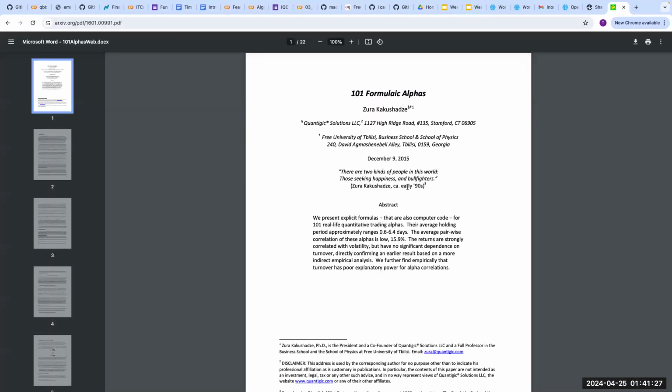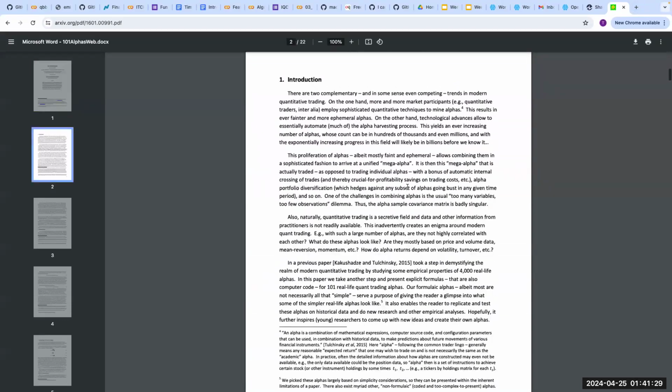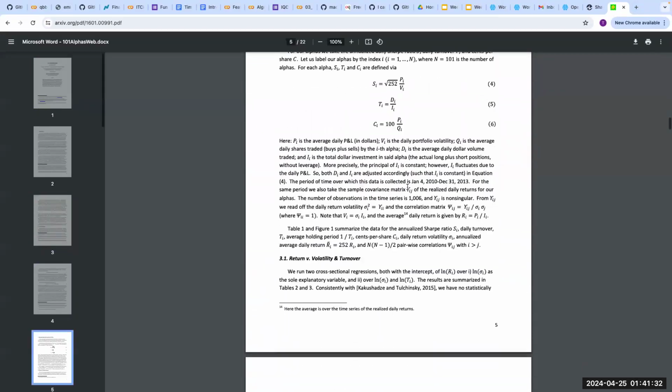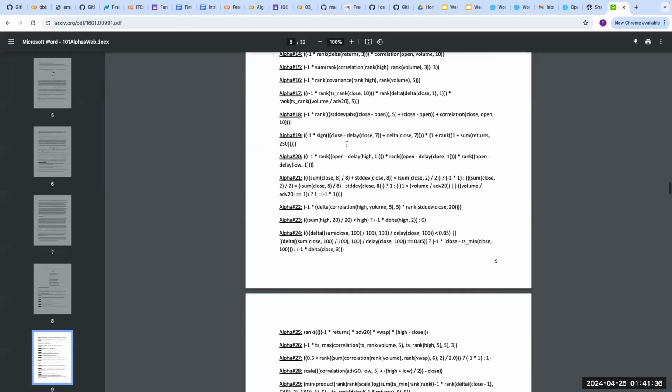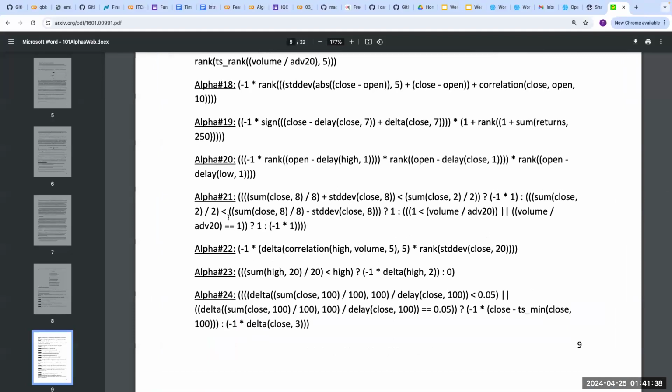So if you go on that link, yeah, that's 101 formulaic alphas. What you can do is copy some of these and see how it works out. They have multiple operations going in one line. You don't have to do it in a single line. You can break down that code in small parts and think about what's going on.